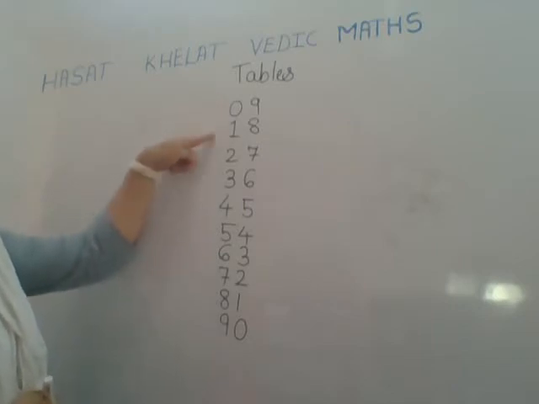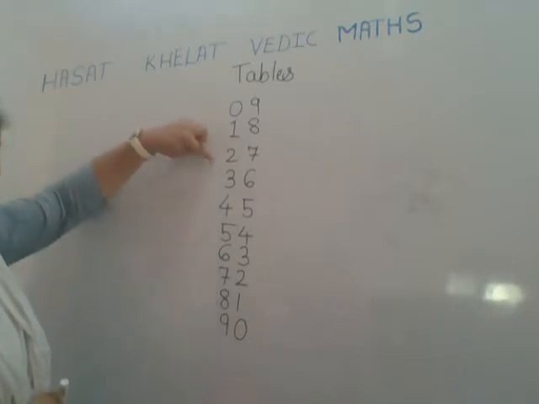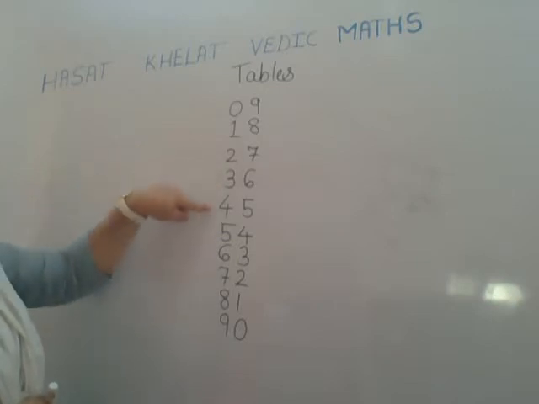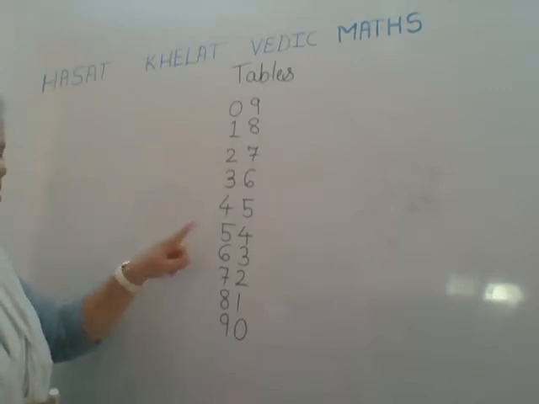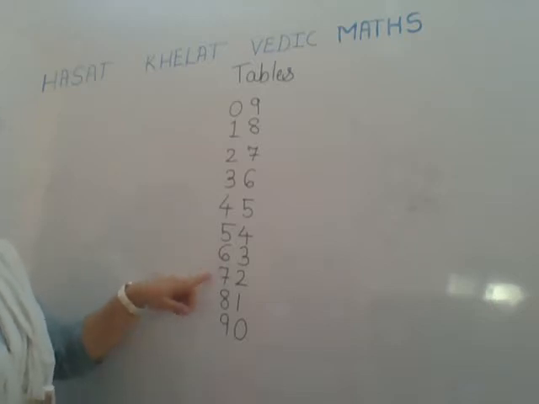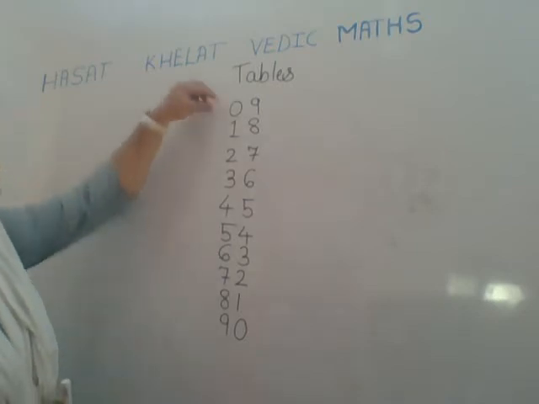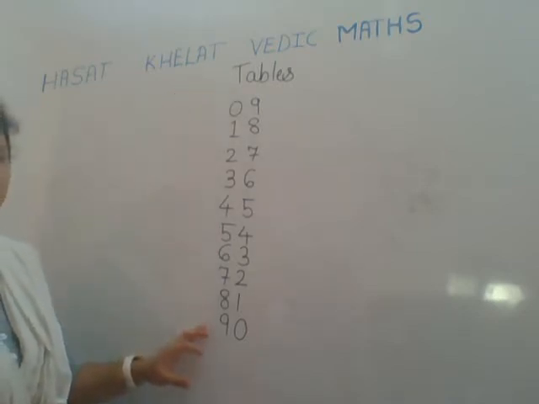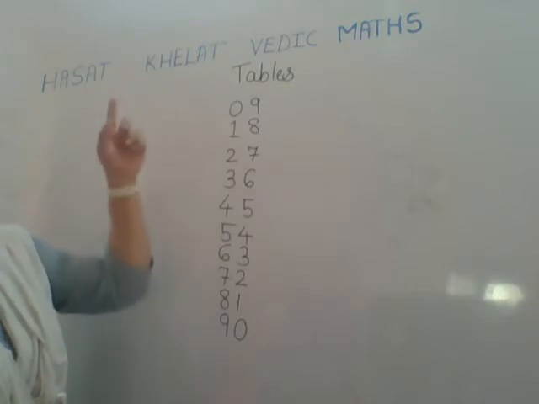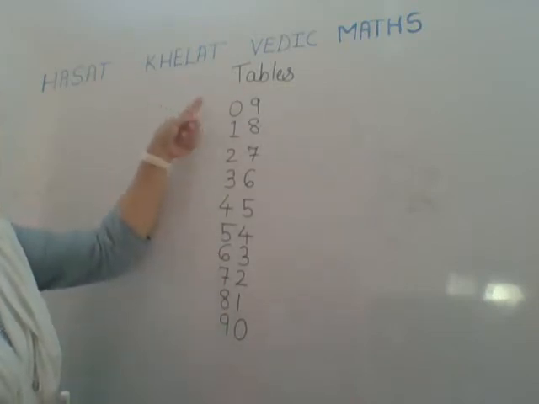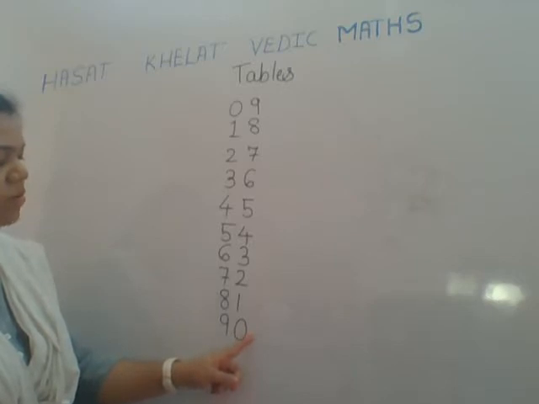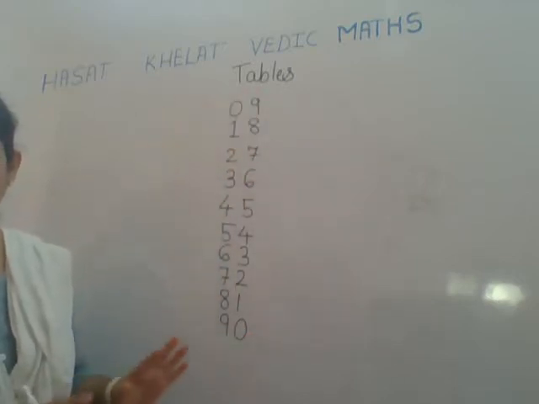9 ones are 9, 9 twos are 18, 9 threes are 27, 9 fours are 36, 9 fives are 45, 9 sixes are 54, 9 sevens are 63, 9 eights are 72, 9 nines are 81 and 9 tens are 90. Okay, this table we have prepared. Easy way. What I did, I just wrote 0 to 9 in ascending order. Then from the bottom again I wrote 0 to 9, from bottom to the top. First I wrote from top to the bottom, then from bottom to the top, and your 9th table is prepared.